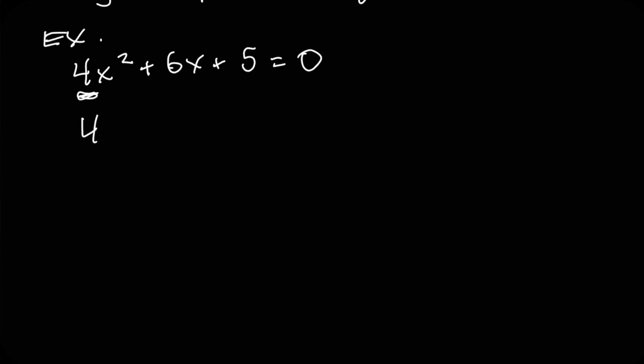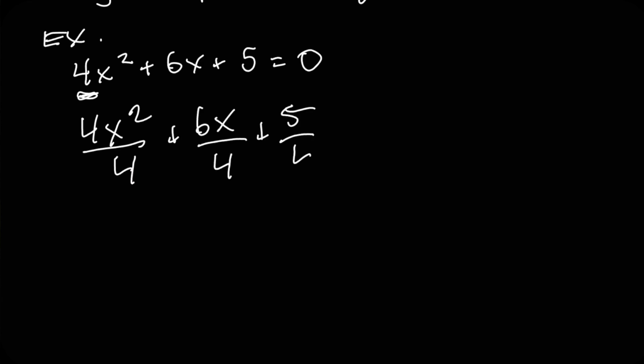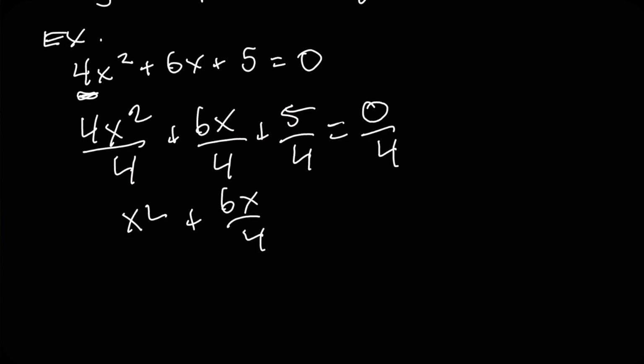So 4x squared, divide that by 4. 6x, divide that by 4 also, and then the 5 divided by 4, and then 0 divided by 4. Let's go ahead and simplify this real quick. So 4x squared divided by 4 is just going to give us x squared, and then plus 6 fourths x, and then we'll have 5 fourths equal to 0 divided by 4 is just going to be equal to 0.